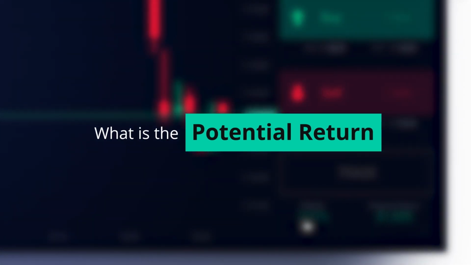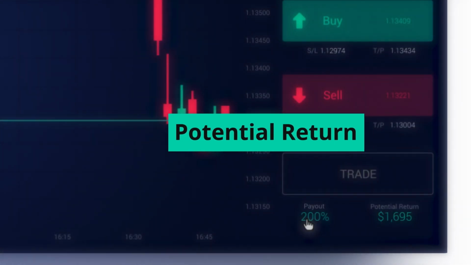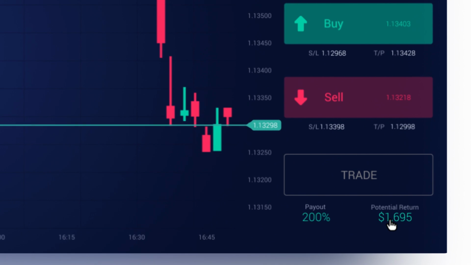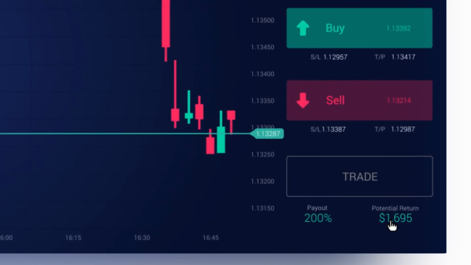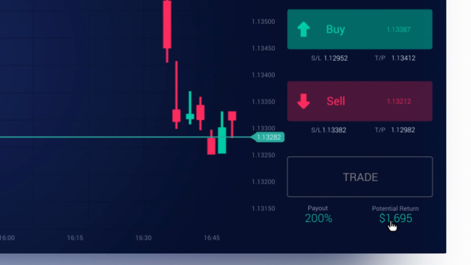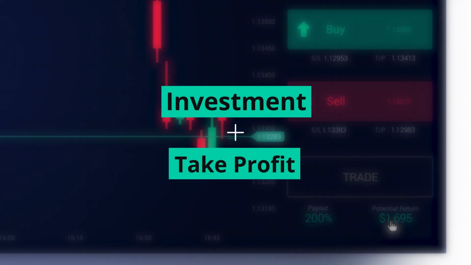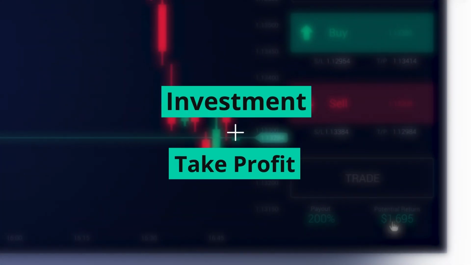What is the potential return? Potential return is a term that represents the amount which will be credited to your account balance when a trade reaches its take-profit price. In simple terms, potential return is the sum of the invested amount and the take-profit amount.